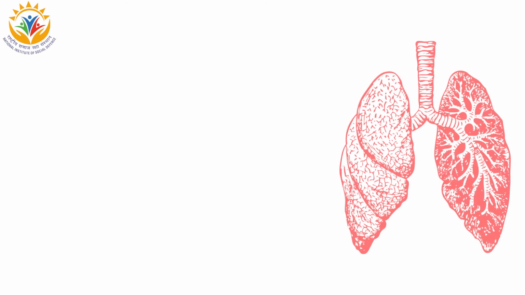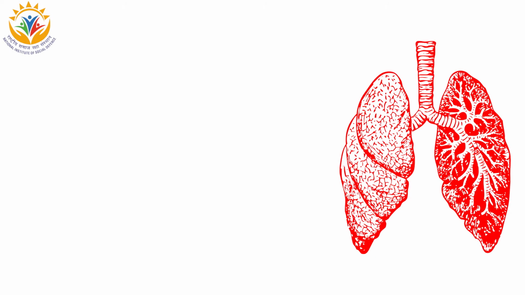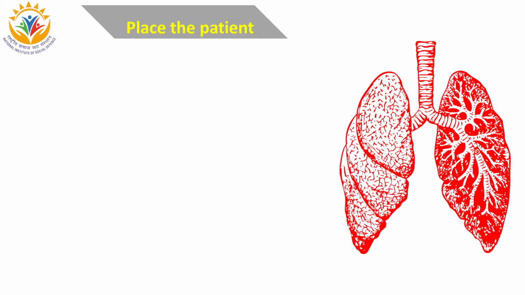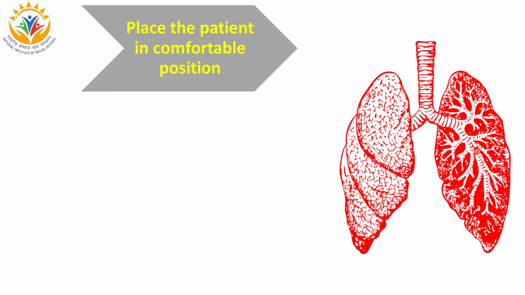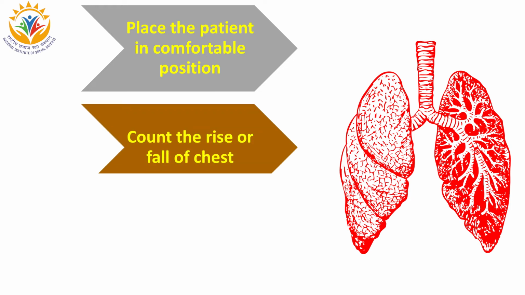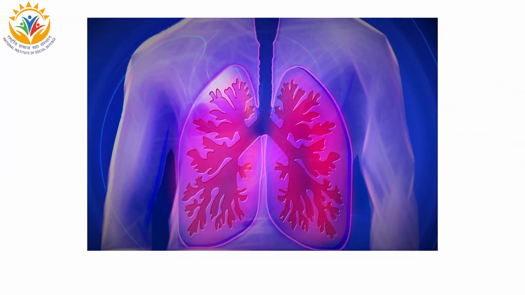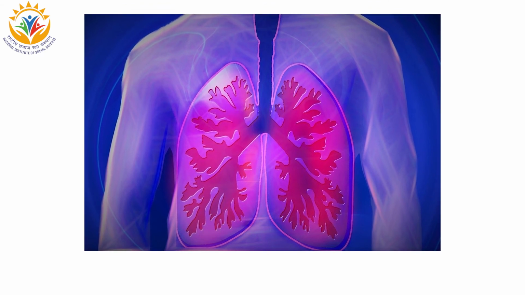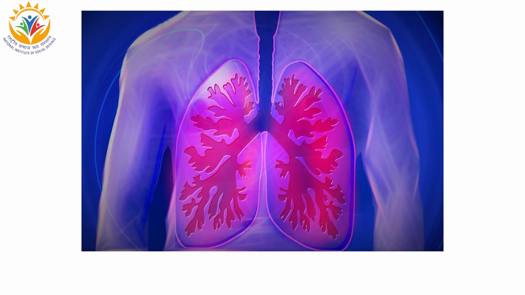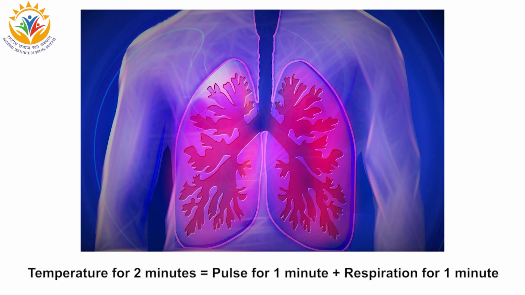The procedure for taking the respiration or the respiratory rate is as follows. The respiration rate can be counted while the patient is lying down or sitting comfortably on a chair. Count the rise and fall of the chest or abdomen for 1 minute. If there is any abnormality in the respiration rate, it must be brought to the notice of the senior nurse or the consultant doctor. The pulse and the respiration can be counted at the same time while taking the temperature: temperature for 2 minutes and pulse for 1 minute, that is, respiration for 1 minute.